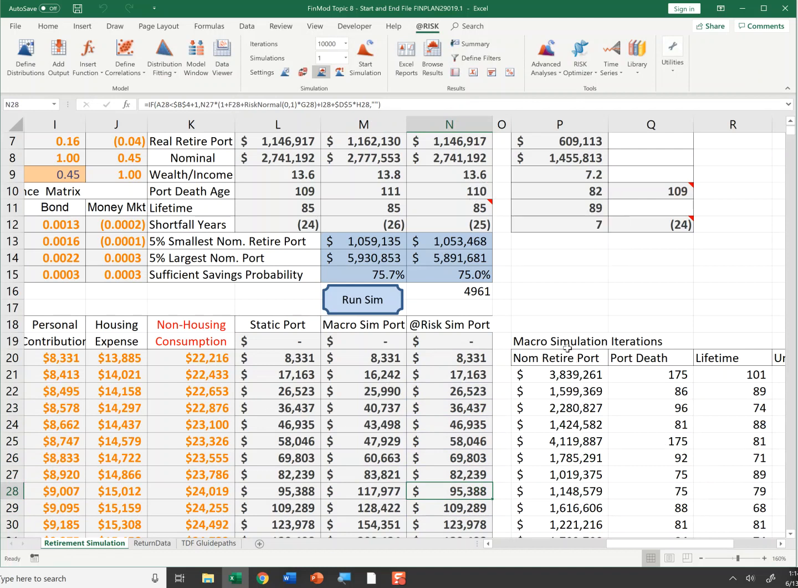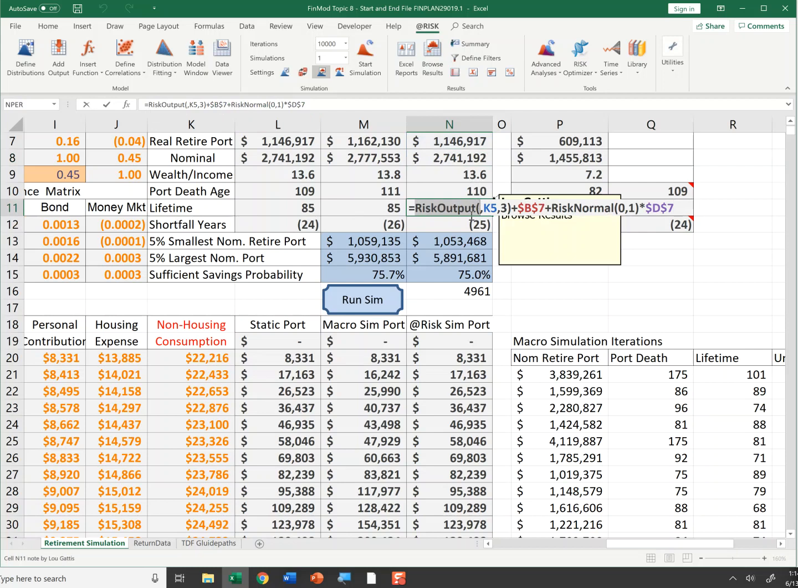In other words, what are the things I want to collect data on? And notice I have my count of the number of years I'm solvent. I clicked on that cell and hit add output. I'm also collecting data on my shortfall. I'm also collecting data on my portfolio value. So I have a RiskOutput here and so on. I also collect data on my age of death by putting RiskOutput in front of this.